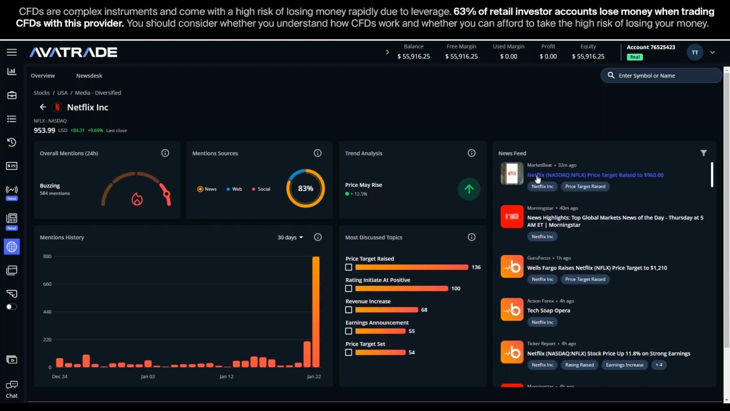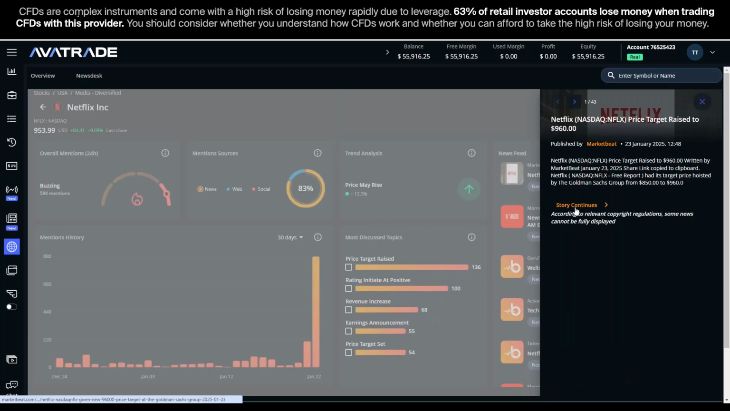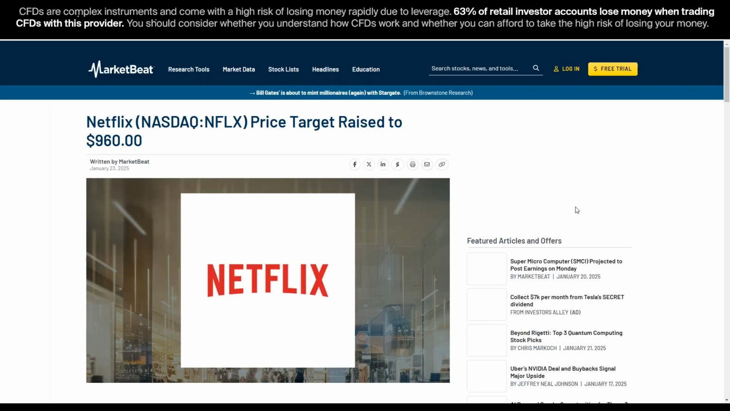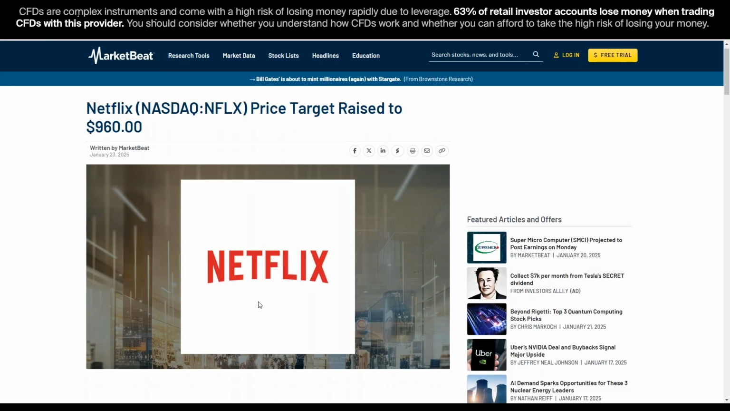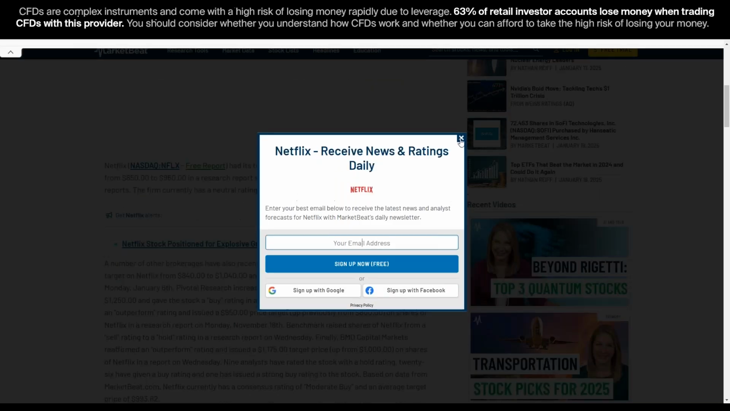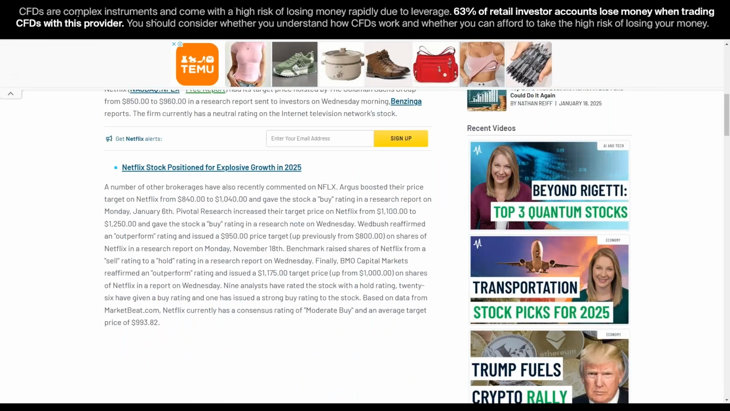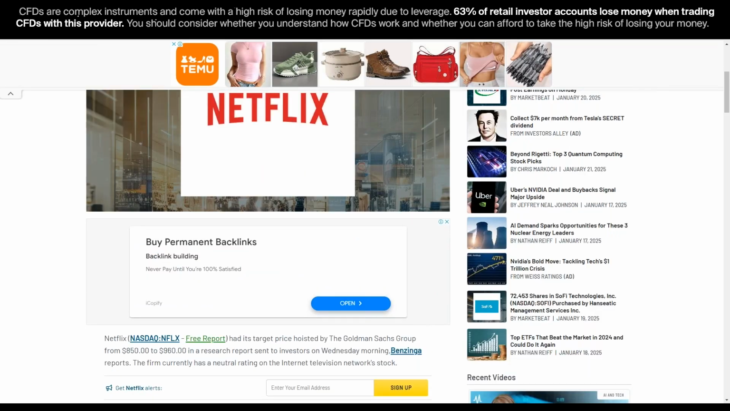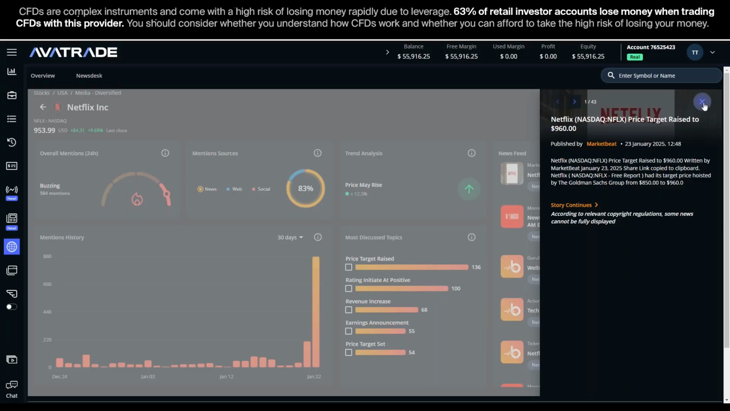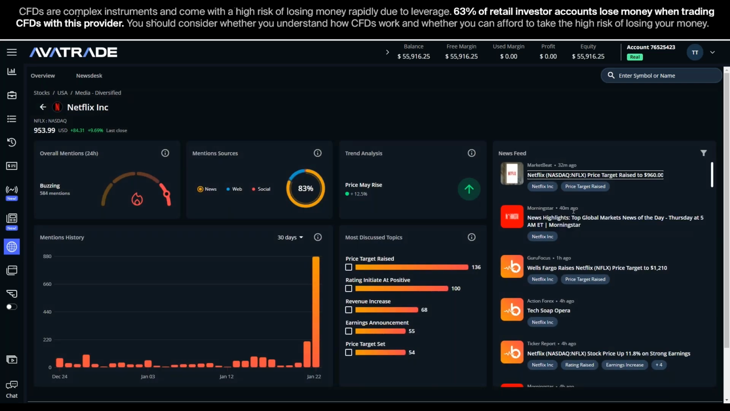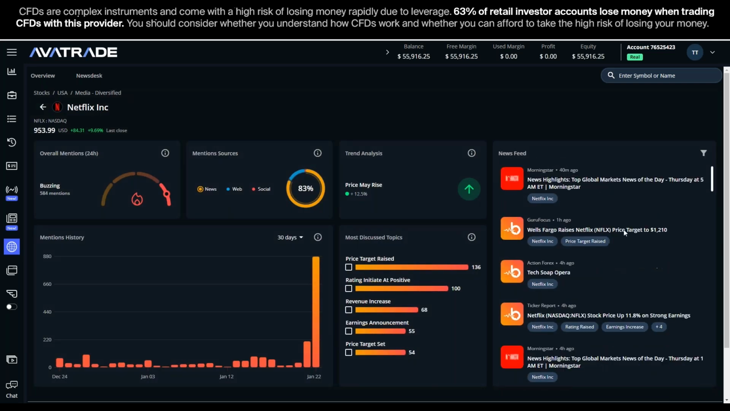Now, what we look at here then also, what's specific to Netflix is out there. It's interesting that Netflix price target has been raised to 960. That's a bullish bit of news, that the price target has been raised. You can click on that and read the whole story. Well, why did they raise it? Okay, so you can read the whole article and decide for yourself if that news sways you one way or the other.